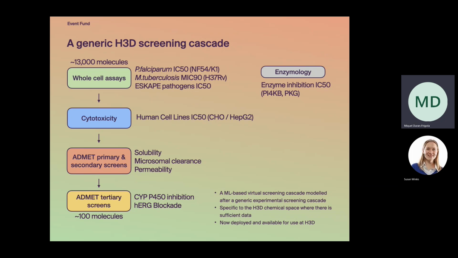This is why we have applied approaches like this one, as Jason was describing in HGD, to actually mimic or mirror the experimental screening cascade that they have in place with a virtual screening cascade based on machine learning models that is able to actually predict the fate of the compounds across the cascade.